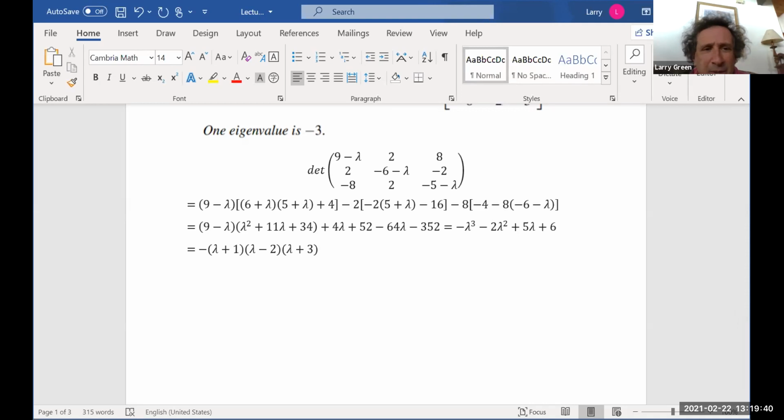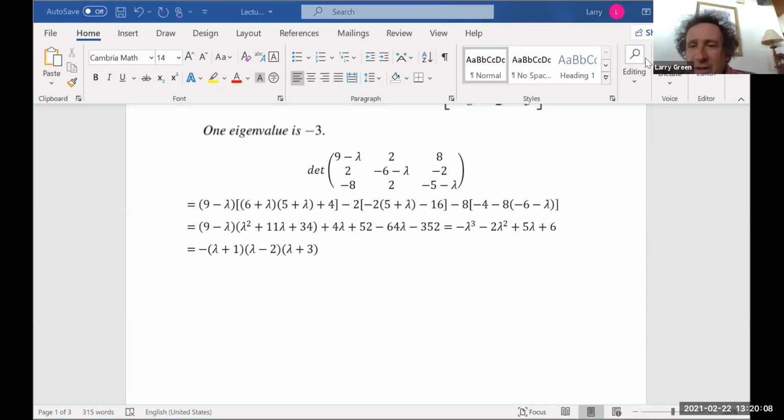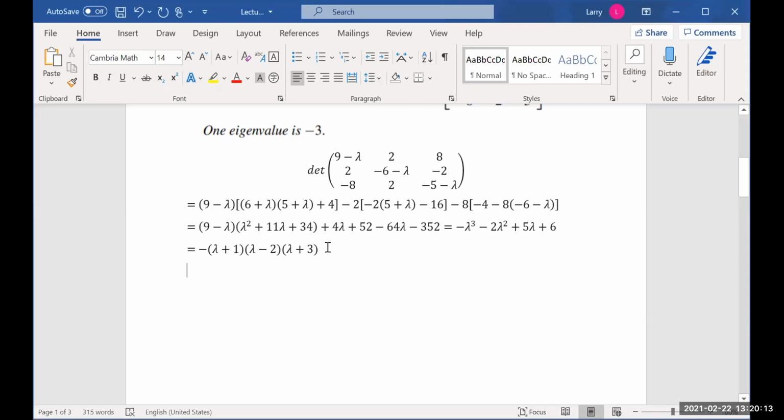Okay, now, by the way, the book is assuming we're doing this whole thing by hand. That's why they're giving us one of the eigenvalues. If I force you to do it by hand, how would you use the one eigenvalue as -3 in this work that we did? Anyone know? Would you divide it by lambda plus 3, polynomial long division? Exactly. You do polynomial long division by lambda plus 3. And you'd end up with a solution.